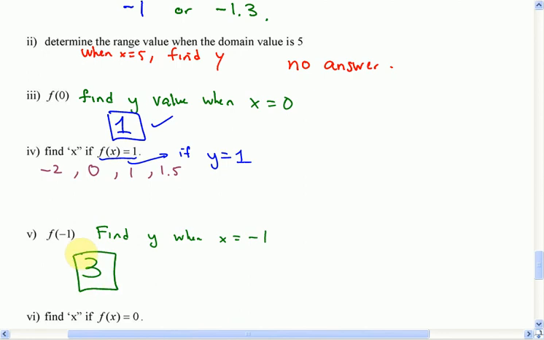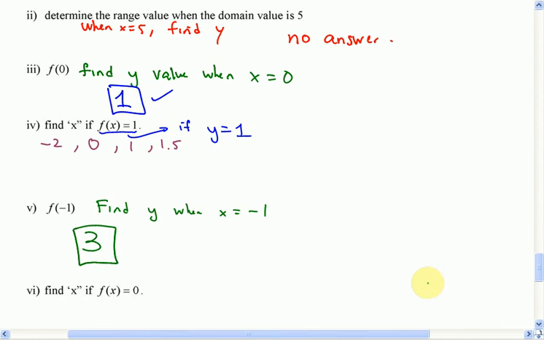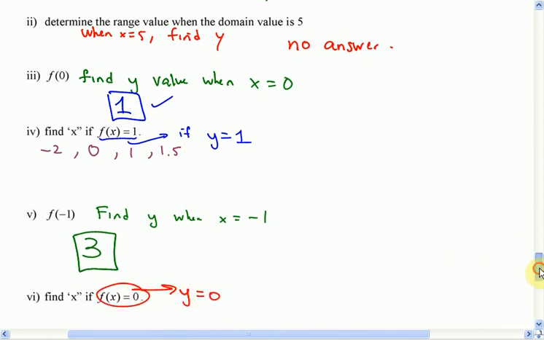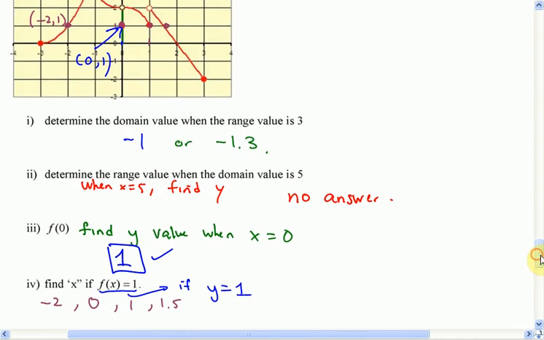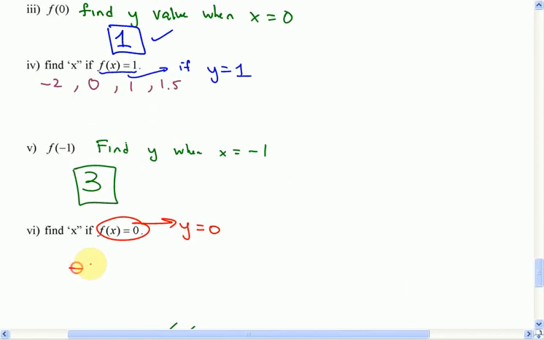And the last piece, find x when f of x equals 0. F of x equals 0, once again, is when y equals 0. So look at your graph. Where is y equal to 0? At -3 right here. What other value? 2. So you have 2 answers, -3 and 2.